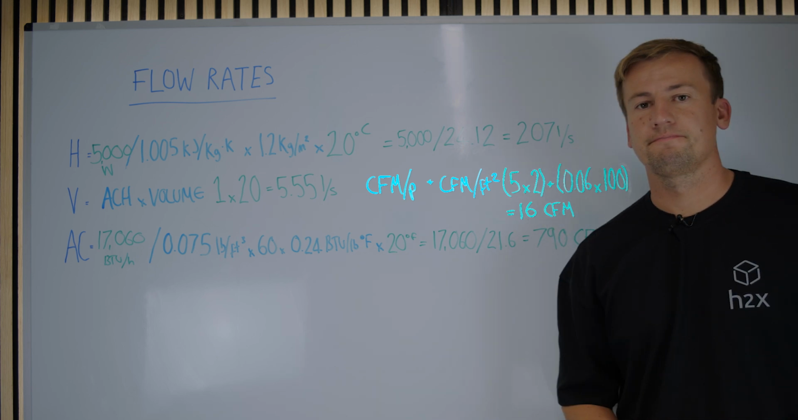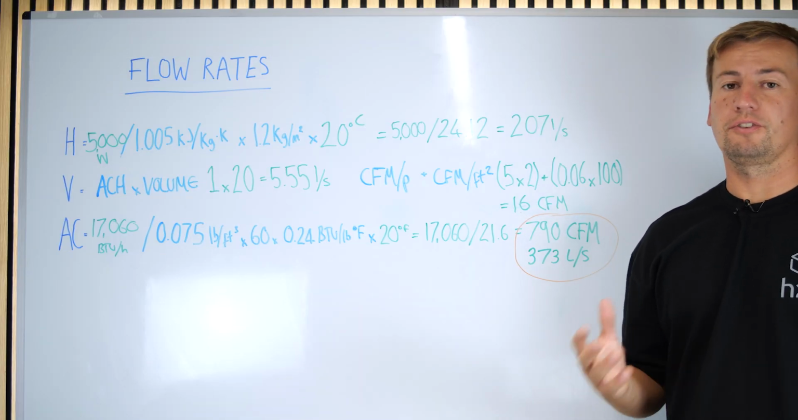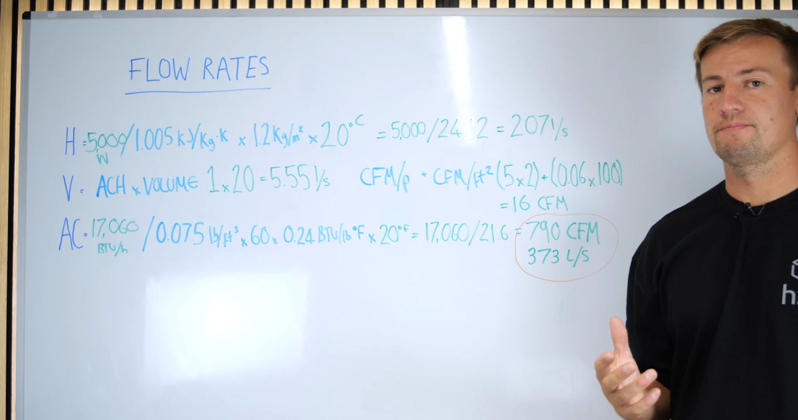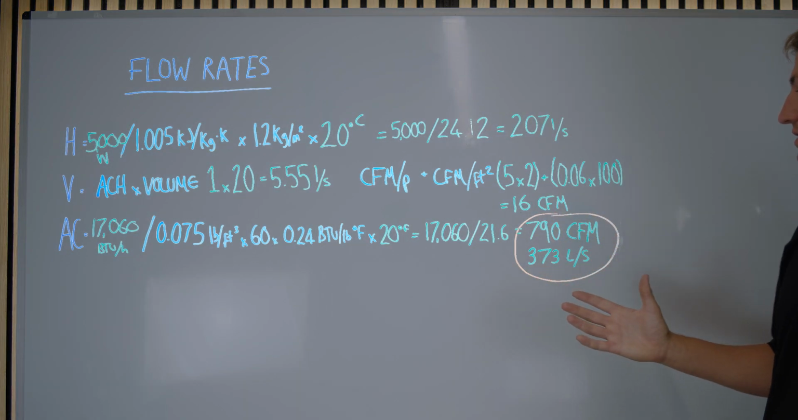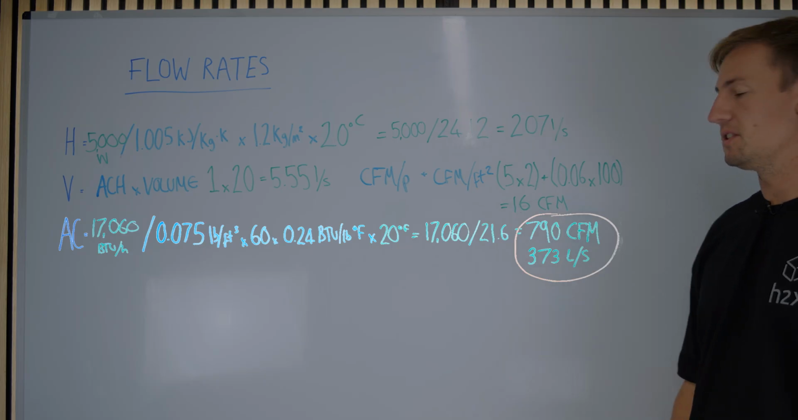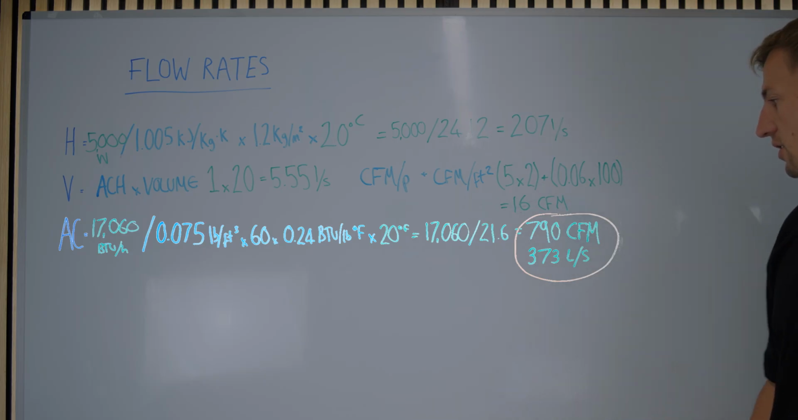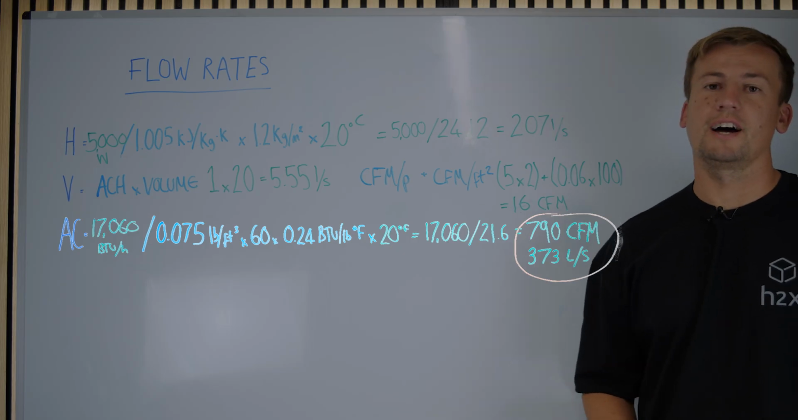6 CFM. So now that we have done all 3 flow rate calculations, we need to pick the largest and size our duct based on that one. If we look at all the answers, we can see that the cooling, which is 790 CFM and converts to 373 litres per second, is the largest number. So that is the one we'll be sizing the duct to handle.